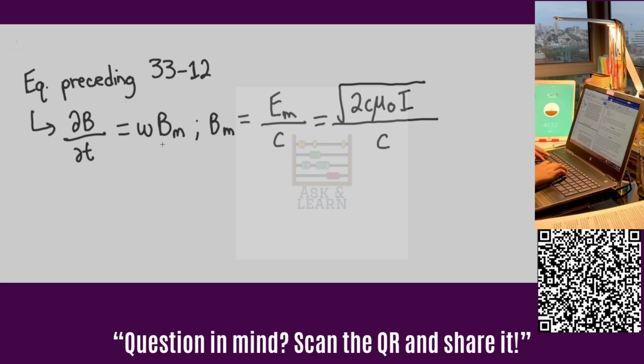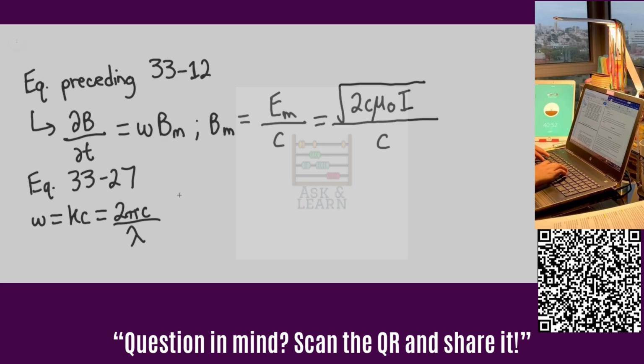We can then relate the intensity to the power and the distance r using equation 33.27. And then we're going to relate the angular velocity to the wavelength. We know that the angular velocity would be equal to the wave number times the speed of light, which would be equal to 2 pi times the speed of light divided by lambda, the wavelength.